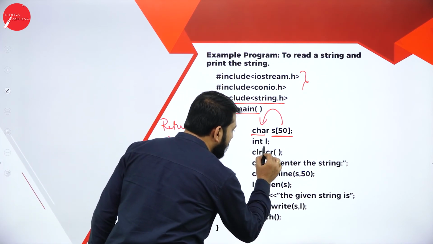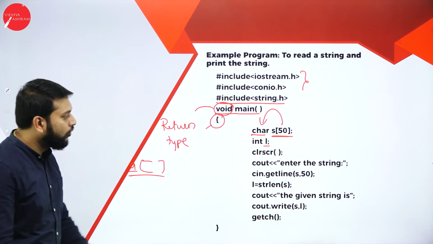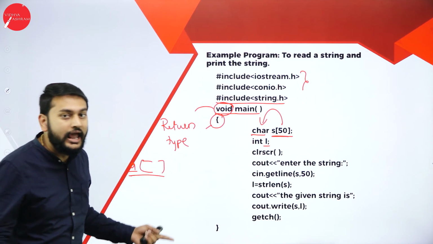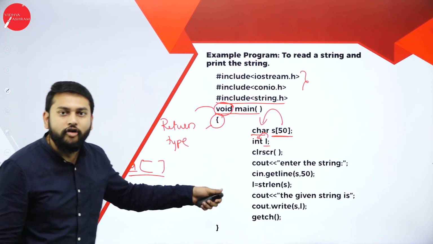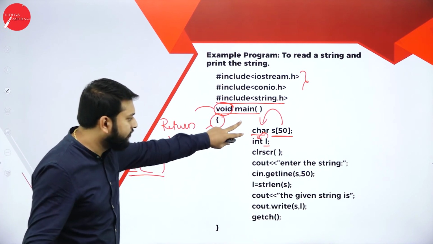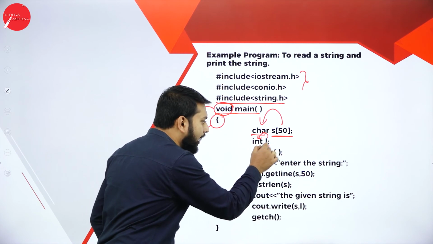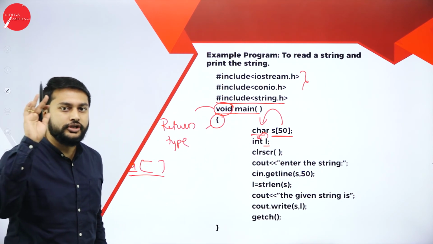Fine. After that, I'm creating one more variable. What type is that variable? That variable is of type int. Let me just take L of type int. So I have two variables: one is the array, and another one is L. That's what you need to remember.